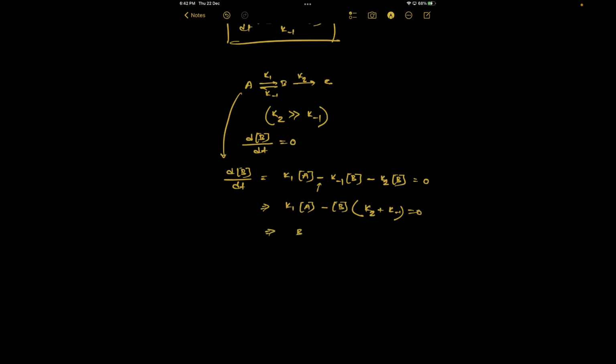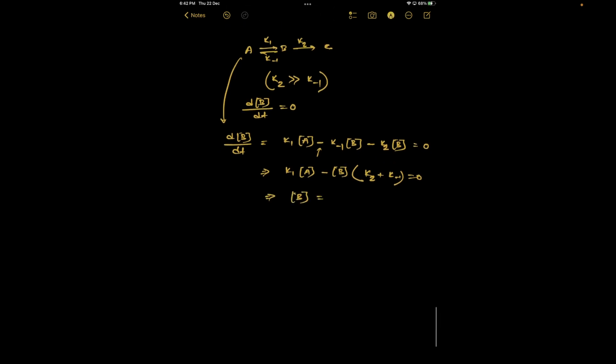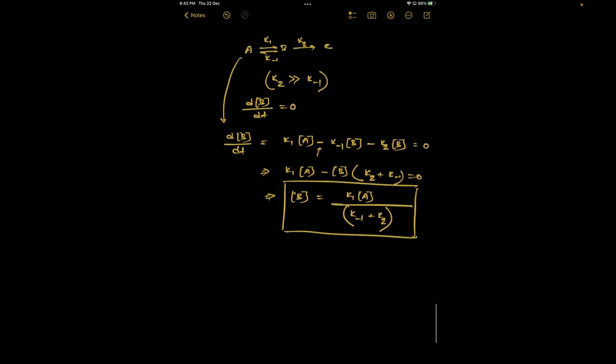Now let's find out the concentration of B here. So B will be K1 times A divided by K minus 1 plus K2, right? So this will be the concentration of B by applying steady state approximation. Now with this reaction scheme, the final rate equation will be dC/dt, rate of formation of product, which will be equal to K2 times B, right? So dC/dt will be K2 times B. Now we can replace B here.